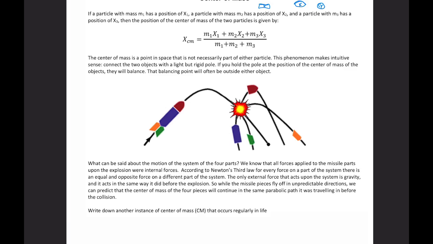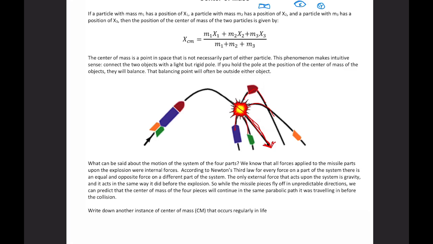As the rocket is in a projectile, it will blast into different pieces. And all of those pieces, if you add their center of mass positions together, will continue to track that projectile, even though there is no piece actually moving in that projectile path any longer.